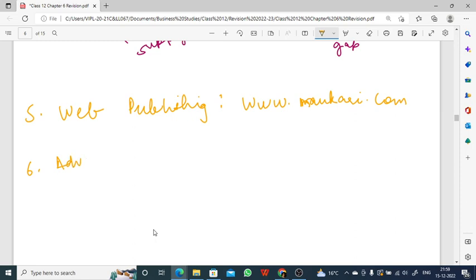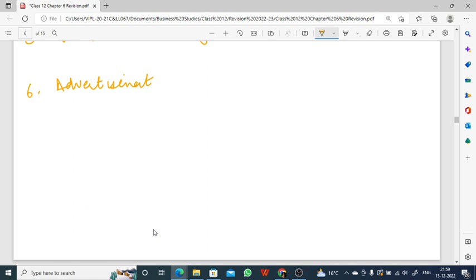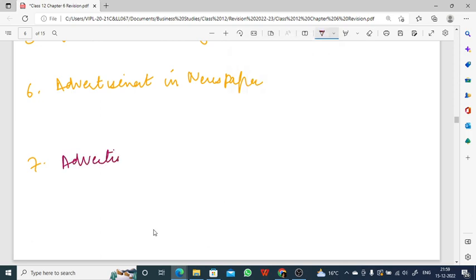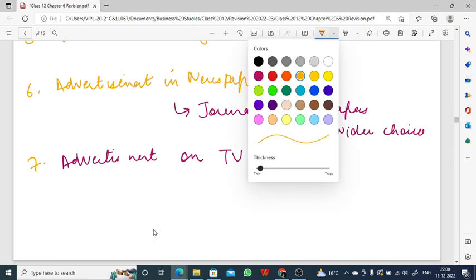Okay, and then there is advertisement. Advertisement can actually be of two types. Advertisement in general in newspapers, and then there is the possibility that you get the advertisement on TV. Both of these are ways through which you can inform people, maybe through journals or newspapers, and we'll be able to have a wider choice of recruitment. The people who are looking for jobs can check the jobs available column.